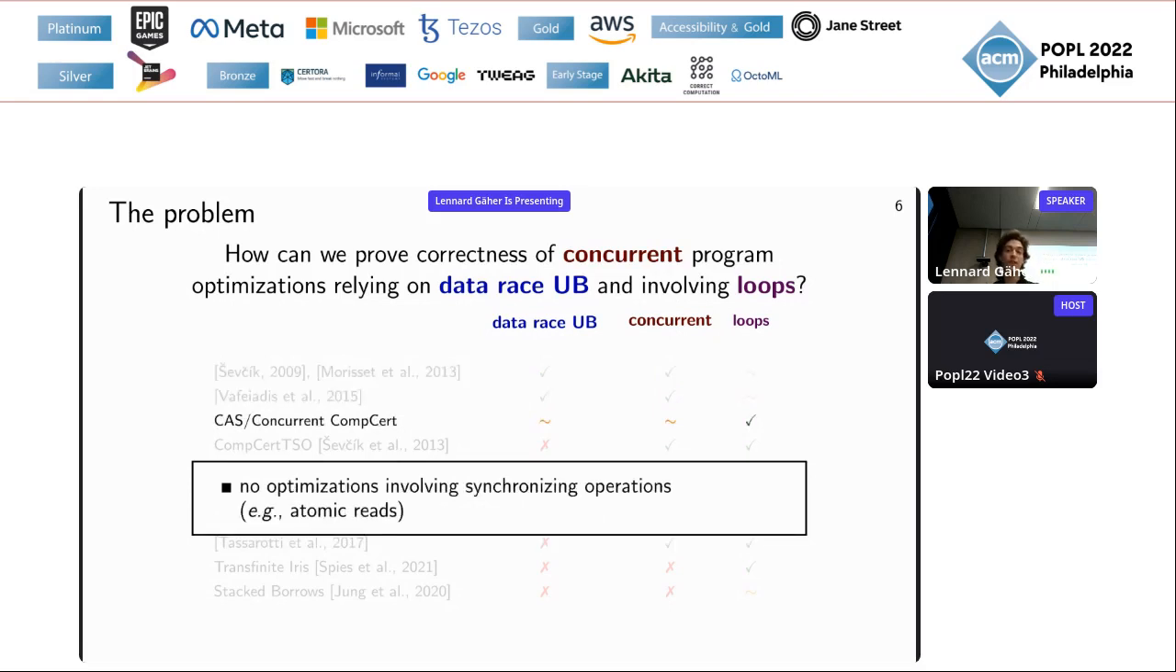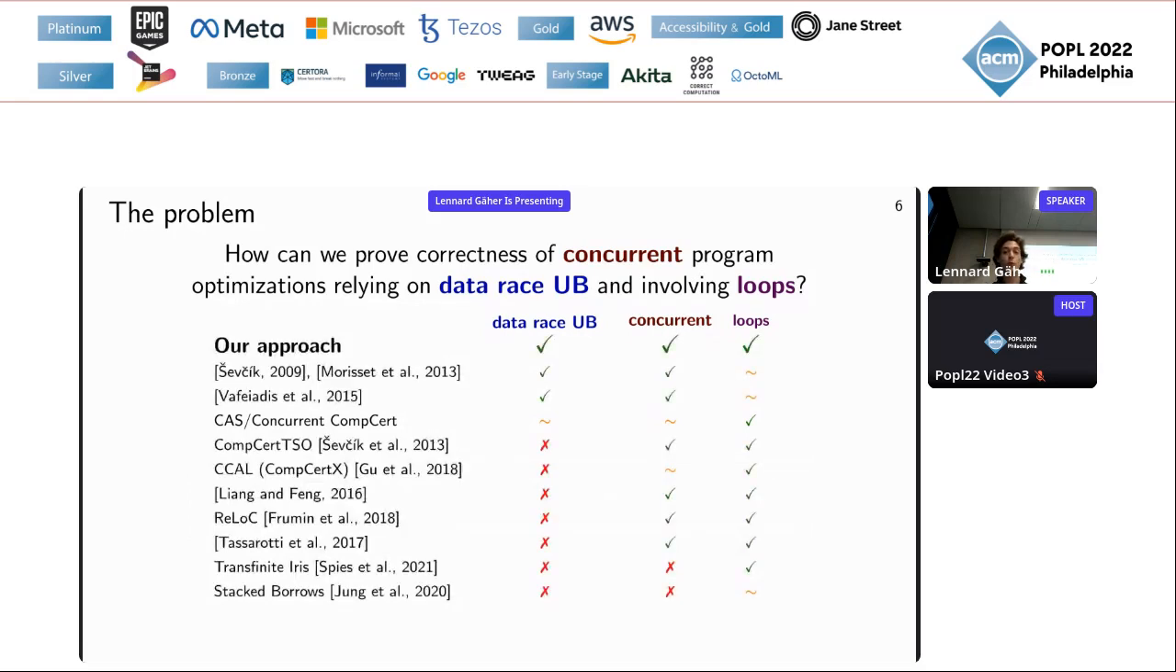Another line of work on CASCompCert and Concurrent CompCert is in principle able to perform optimizations exploiting data races, although they don't do them in practice. But these approaches cannot justify some known optimizations around synchronizing operations like atomic reads, due to the way synchronization is modeled. Now, as part of our work, we developed an approach that does not have these limitations.